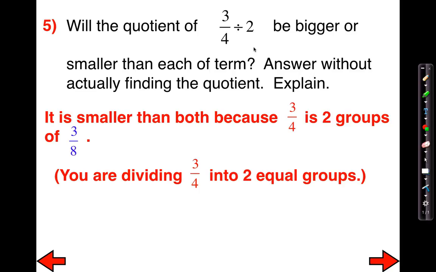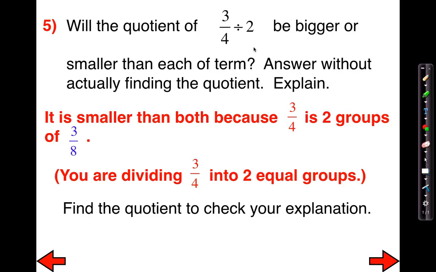Okay, so basically, if I show you the division, I take 3/4 divided by 2, which is the same as 3/4 times 1/2. I would get 3/8, which further proves that it is smaller than both 3/4 as well as 2.